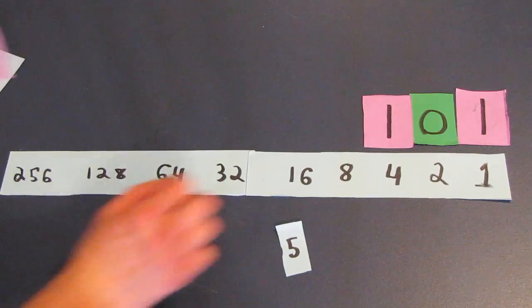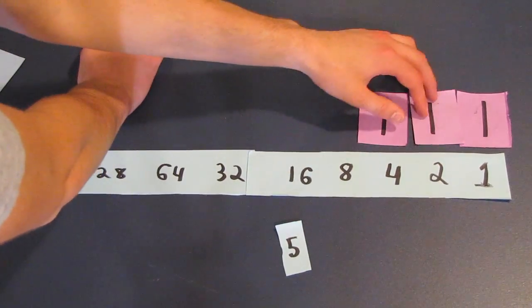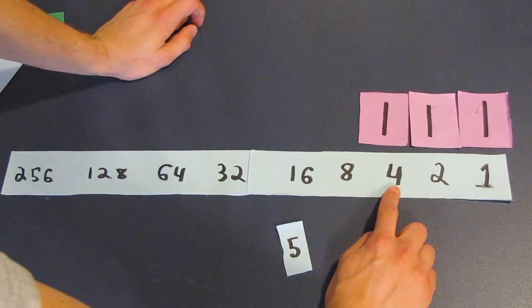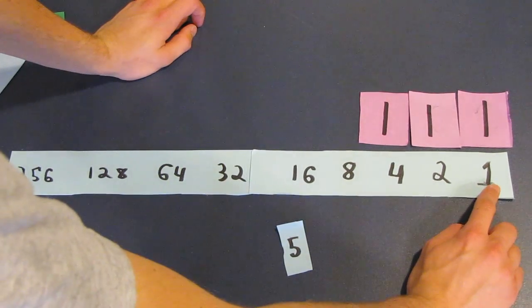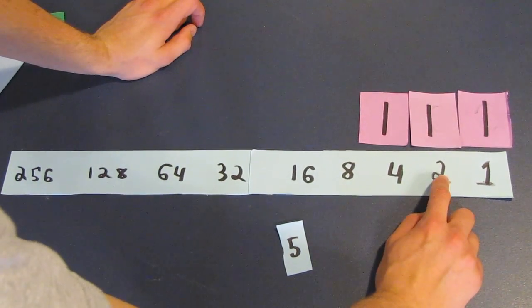Alright, so now what if we have 1, 1, 1? Well, this is 4, this is 2, and this is 1. So we get 4, 5, 6, 7.